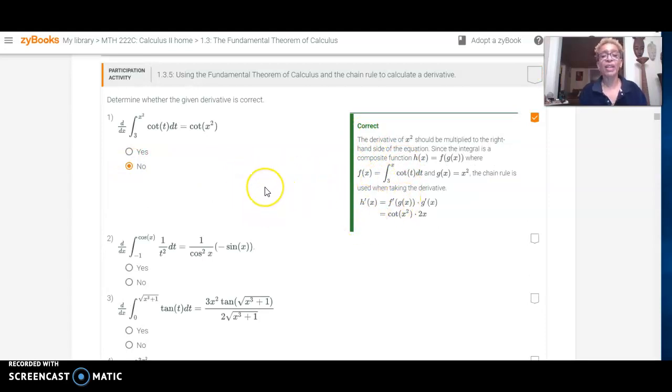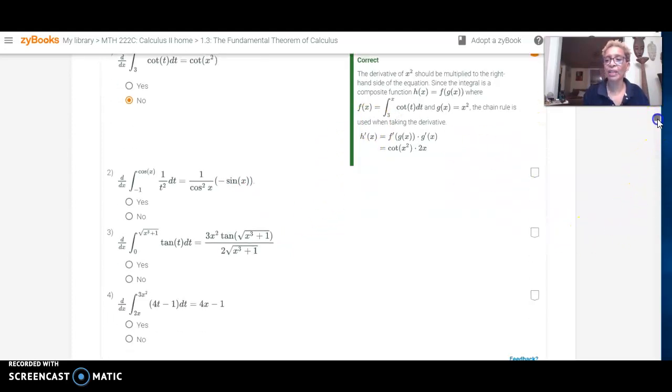So this is not something that you need to hand in to me, but it's an interactive lesson. I would like for you to click on each participation activity. Some of them you drag, some of them you click on. But at the end of the section, they're going to have section exercises. Those you need to do and hand in.